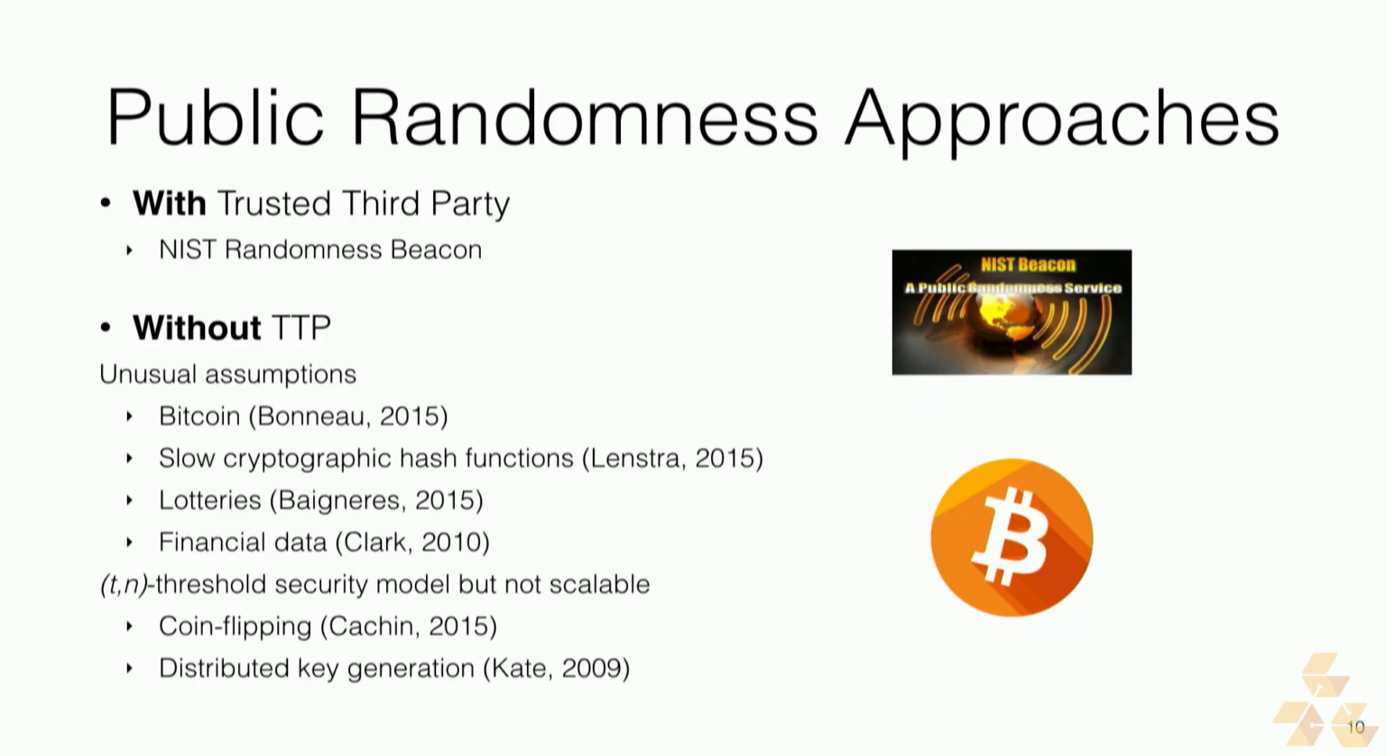There are also a few approaches for how to do that, including relying on Bitcoin to generate this public randomness, or using slow cryptographic hash functions. You can also use regular lotteries or even financial data. But these are all kind of unusual trust assumptions.